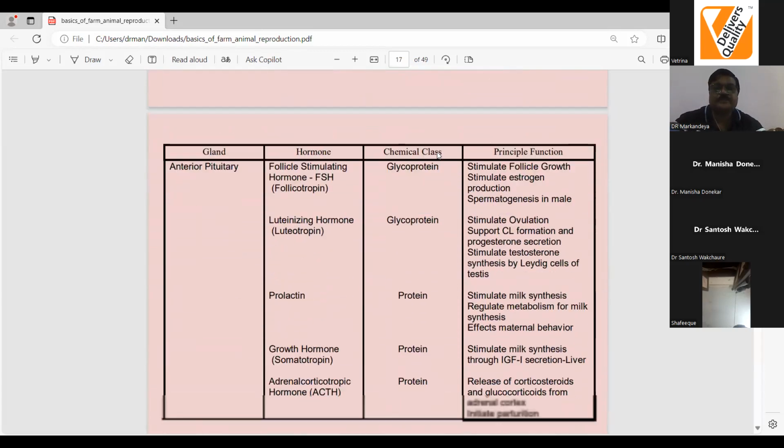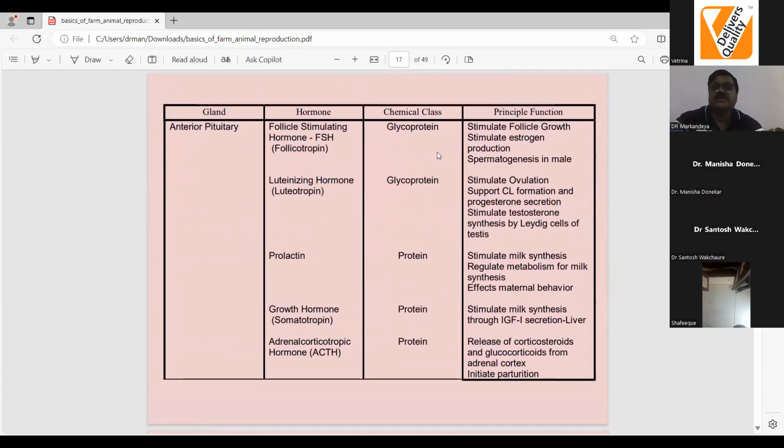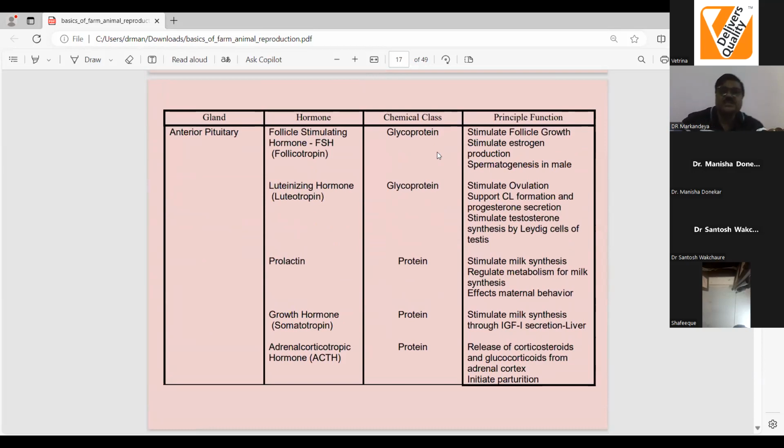Fine. Anterior pituitary, this is at the last. Here, these things we have already discussed, that FSH and LH have an important role in cyclicity, in cyclic animal reproduction. Prolactin is important. It is related with maternal sentiments, emotions, behavior. So maternal instinct is related with this prolactin, and also this is important as far as initiation. Please remember, only for initiation of lactation, that's all.